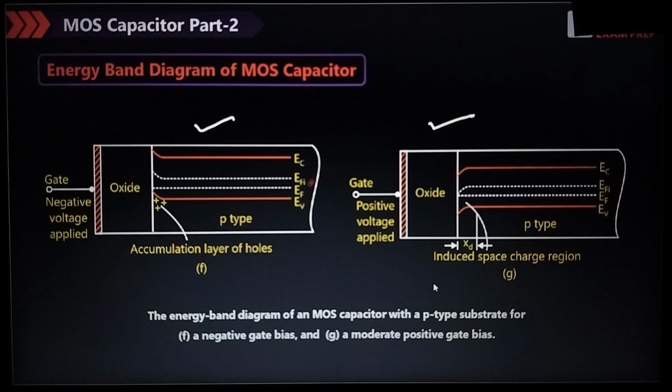Always remember we have to check with respect to what? EF. So watch this diagram. That is the diagram from the standard textbook. Already I have given the name. This diagram is clear. Accumulation layer of the holes. That's why it bends.